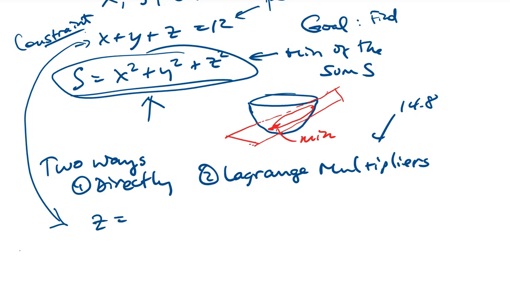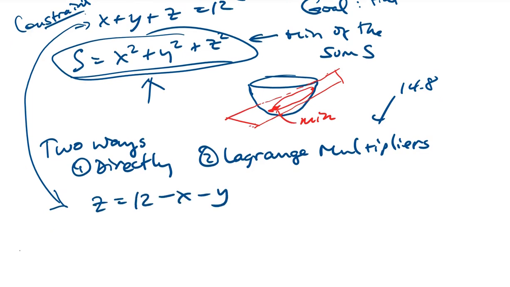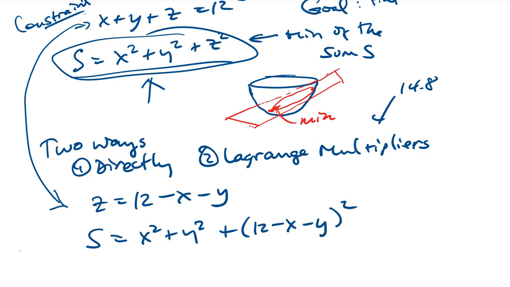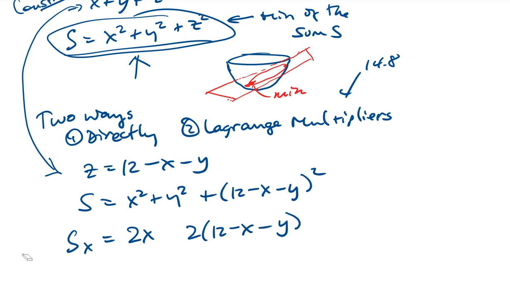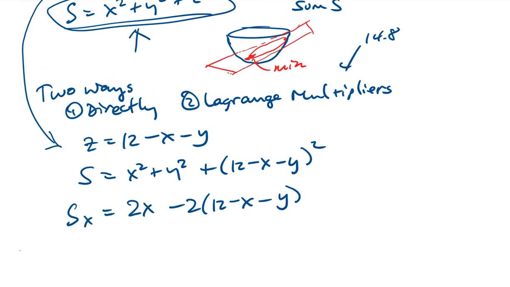So I'm going to solve for z in the top one. z equals 12 minus x minus y, and I'm going to plug that into s. So s would be x squared plus y squared plus, and then 12 minus x minus y, quantity squared. I'm not going to square that out. So find s sub x, would be 2x, and then the derivative of that last part is 2 times 12 minus x minus y. Derivative of the inside is -1, so that's -2. So s sub x is 2x minus 24 minus 2x plus 2y, sorry, plus 2y. And then we'll set that to 0.